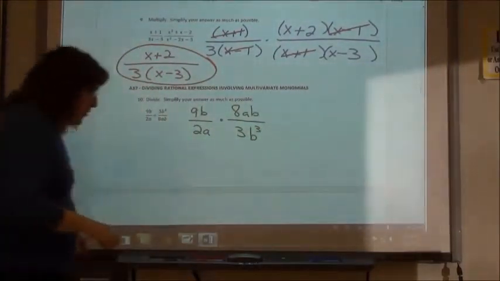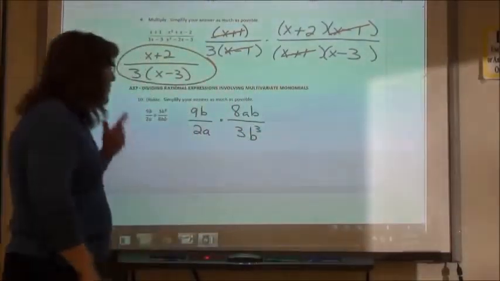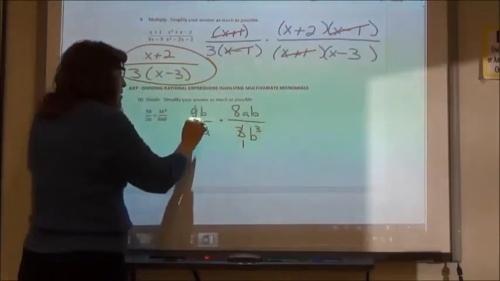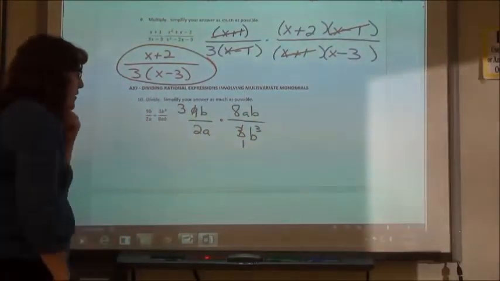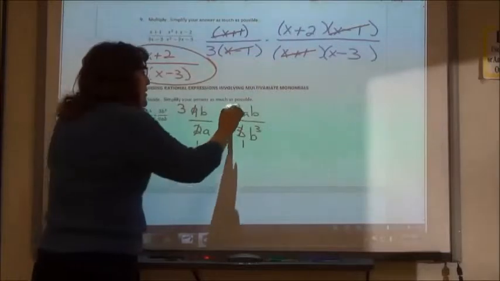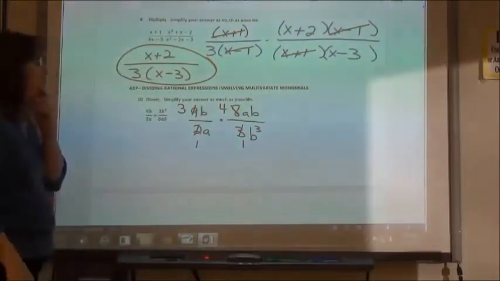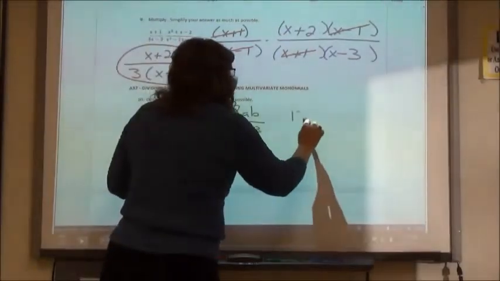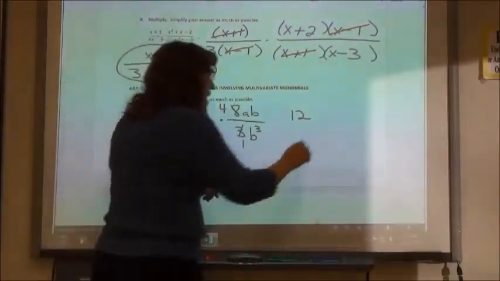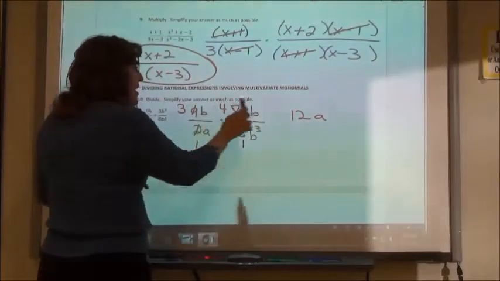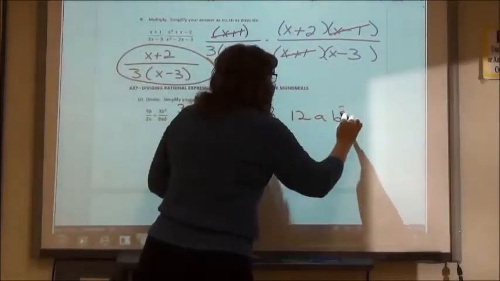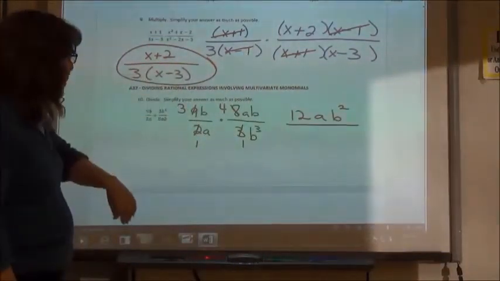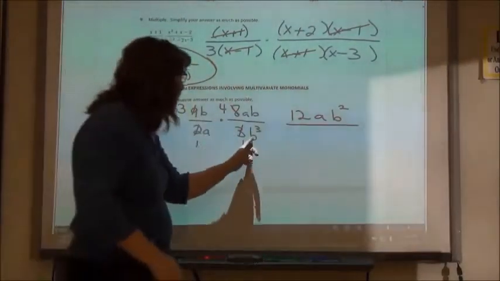Now I do it like those multiplying ones. So I'm going to start with my coefficients and do some reducing. 3 goes into 3 once and into 9 3 times. 2 goes into 2 once and into 8 4 times. So if I multiply the top together, 3 times 4 is 12. I have an A, and then I have a B and another B, so B to the second power. On the bottom, 1 times 1 is 1. I don't really need that. I have an A and a B to the third.